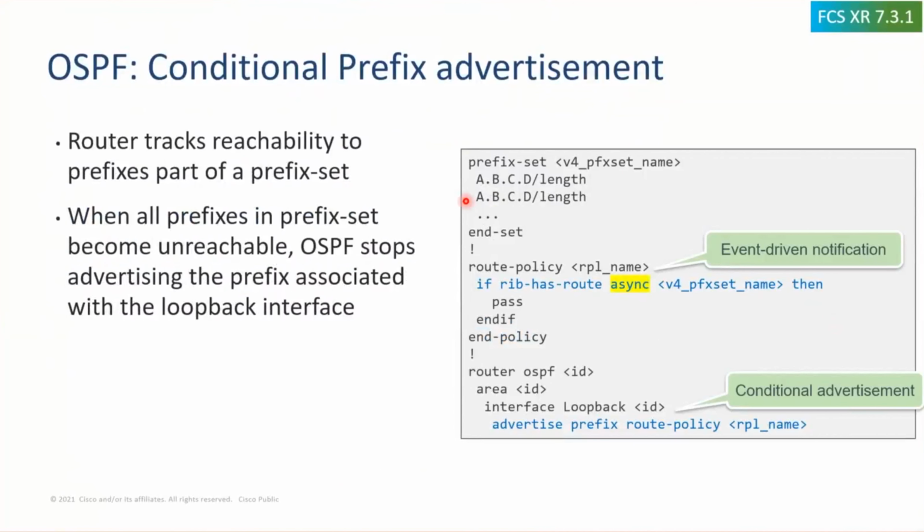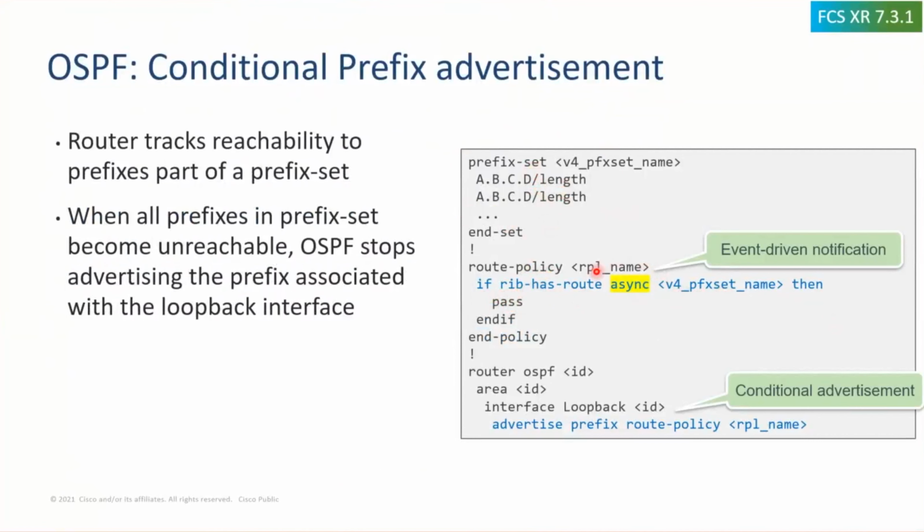What you will see from the configuration is that you will configure a prefix set where you will include a number of prefixes that you would like the router to monitor connectivity to. This prefix set is going to be referenced in an RPL. The RPL will have an if statement with the well-known rib has route that is going to be referencing the prefix set from the previous step.